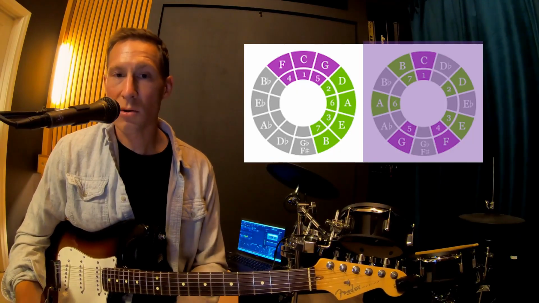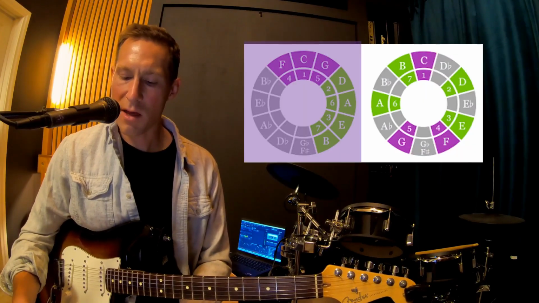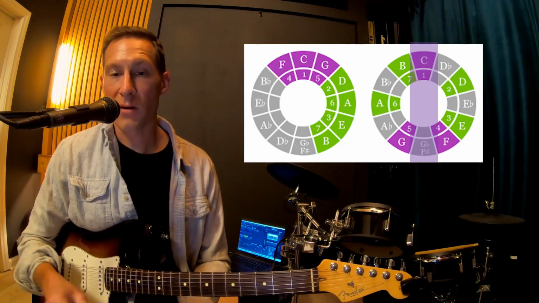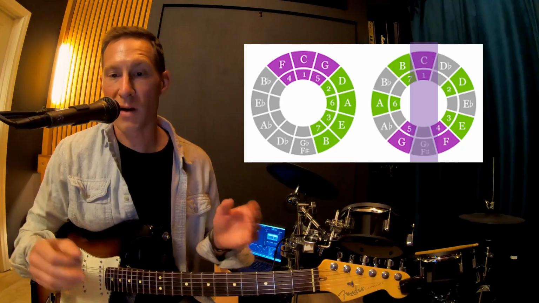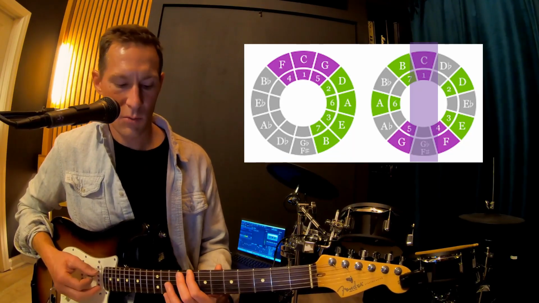Now the chromatic circle looks very similar to the circle of fifths. We see that directly across from it, we also identify the tritone that evenly divides that octave in half. So again, for C, we see the F sharp.